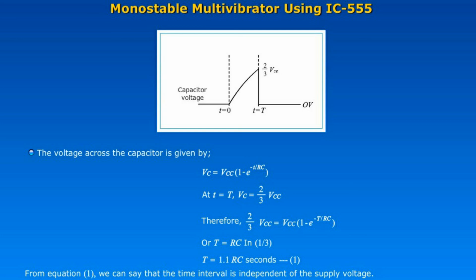The equation 1 gives the time period of the output waveform. The time period of the output waveform is given by T equal to 1.1 RC. In this case, the time period depends upon the value of the resistor and the capacitor. Here the time period does not depend upon the supply voltage.